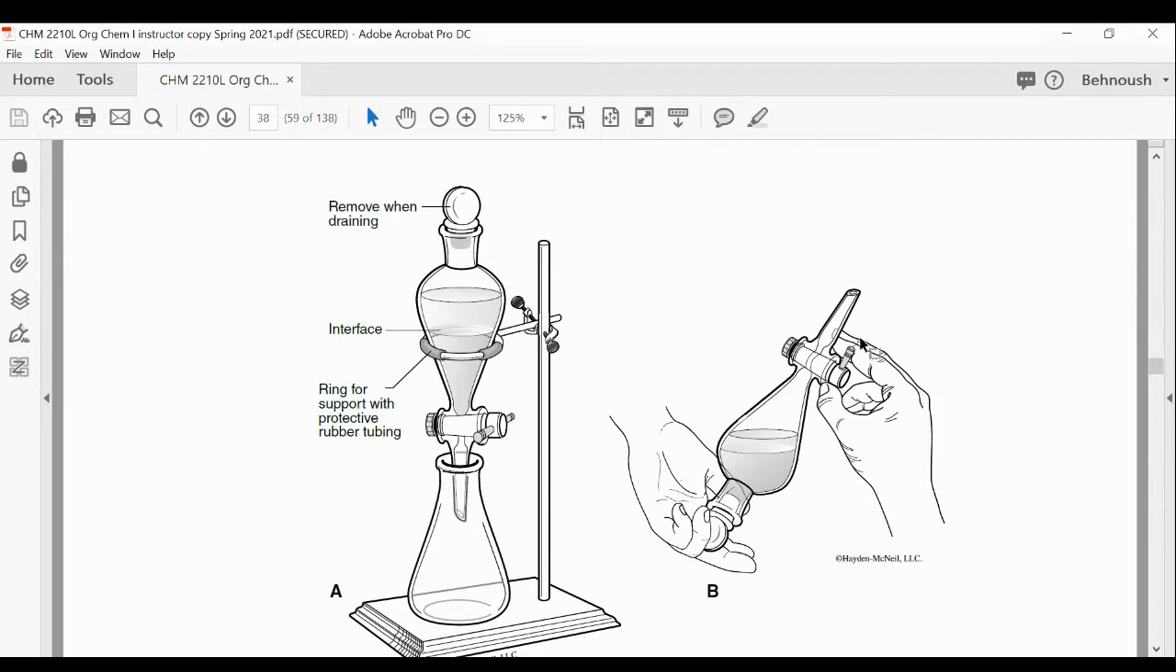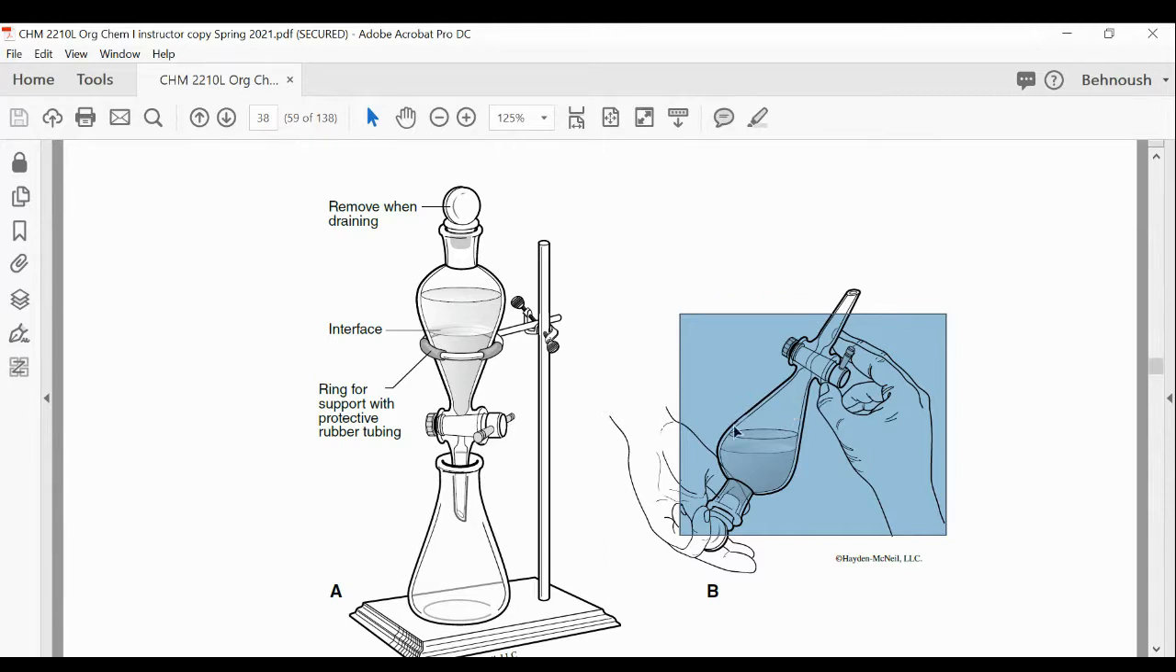When you are shaking, that's part B. It shows how you hold it when you are shaking with two hands, and then you open the stopcock in order to release the pressure. The solvent that is used in this experiment is ether, diethyl ether. So when you shake it, you give some energy, it evaporates, and it builds up lots of pressure. Sometimes there's a reaction that produces carbon dioxide or other gases, or vapor of the solvent in general, and it produces a lot of pressure.